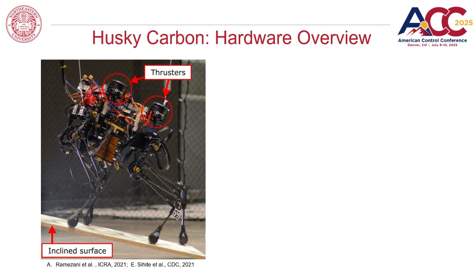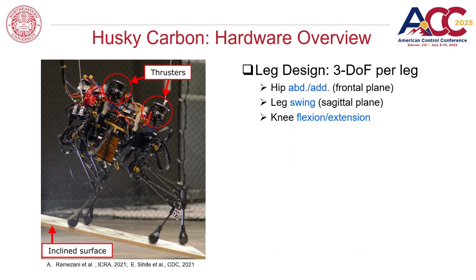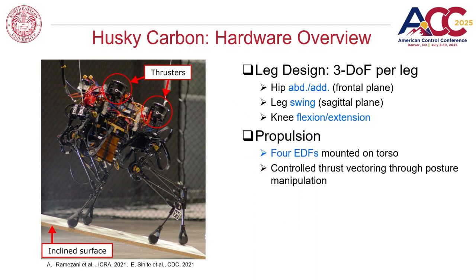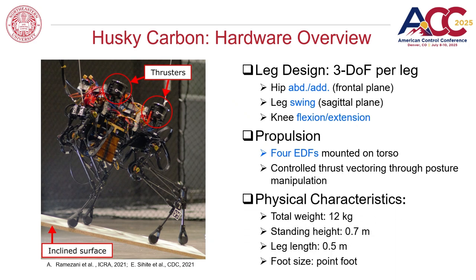Here is a short overview of the hardware that we are working with. ASCII is a multimodal legged aerial robotic platform. It is equipped with 3 degree of freedom legs that can be actuated in the frontal plane, sagittal plane, and can also be extended at the knee using a parallelogram leg linkage. On the aerial side, it has 4 EDFs that are mounted on the torso. This allows for controlled thrust vectoring using posture manipulation. The robot weighs around 12 kgs and stands 0.7 meters tall with 0 feet.